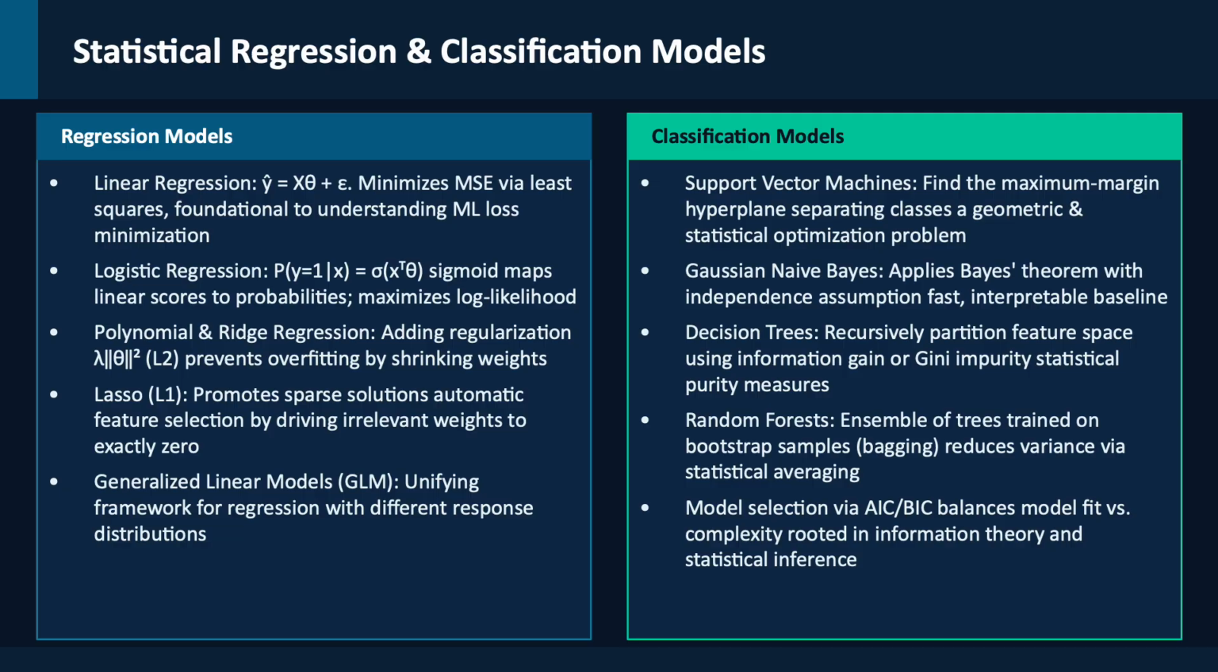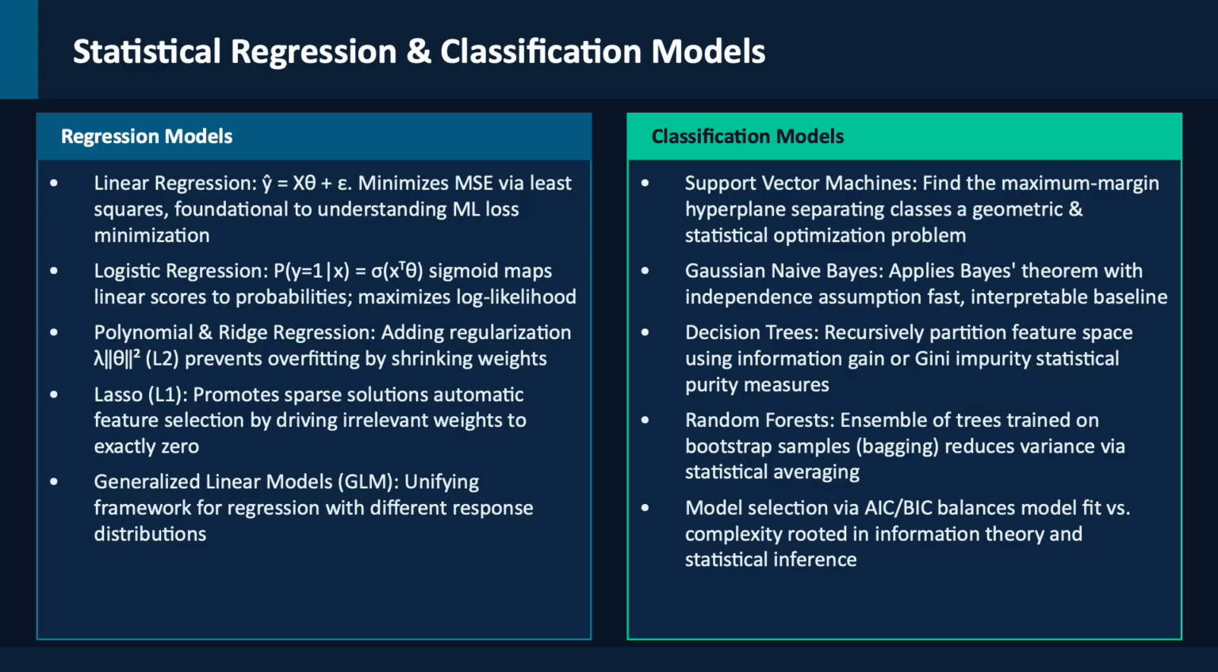So the statistical regression and classification models: regression models try to predict a number and classification models try to predict a category. Both are built on statistical foundations that tell the computer how to learn a pattern from historical data and apply it to new cases.